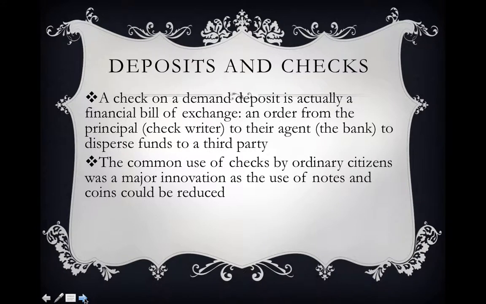All right, and think of the demand deposit and a check as just a bill of exchange, an order from the principal, the check writer, to the bank to disperse funds to that third party. And realize that we take this for granted, but that was a major innovation at the time, and it was an innovation by the state banks in reaction to the taxes under the National Banking Act.